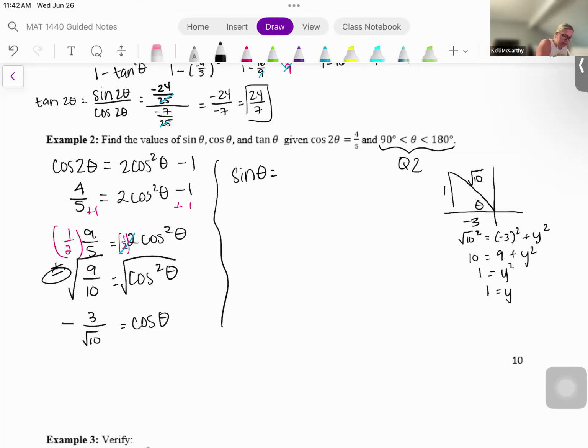So sine of theta, opposite over hypotenuse, is 1 over the square root of 10. We're going to multiply by the square root of 10 over the square root of 10 to rationalize. Square root of 10 over 10. Cosine theta, we just saw that as -3 over the square root of 10, but now we're going to rationalize that.